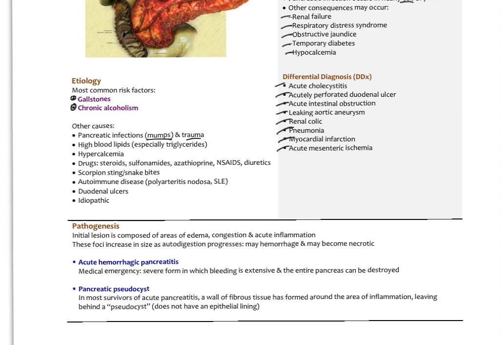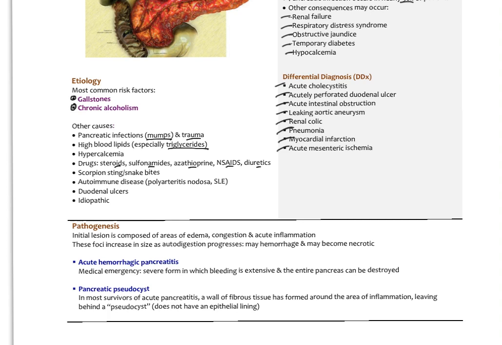Trauma, high blood lipids, especially triglycerides, usually over 500 milligrams per deciliter. Some sources say you have to get over 1,000, but when patients' triglycerides are over 500, we think they're at much higher risk for acute pancreatitis. Hypercalcemia, different drugs, steroids, sulfonamides, azathioprine, an immunosuppressant, NSAIDs, and diuretics all increase the risk for acute pancreatitis.